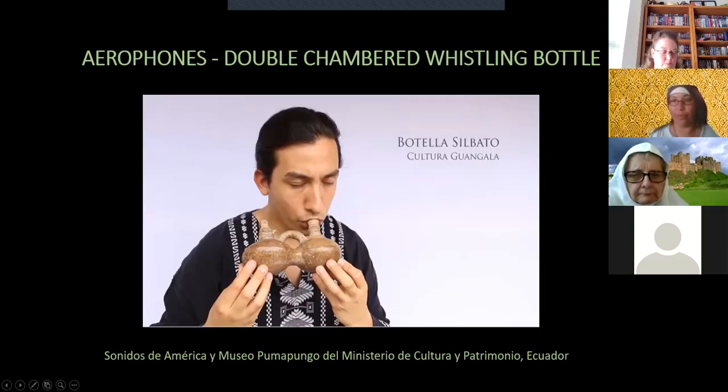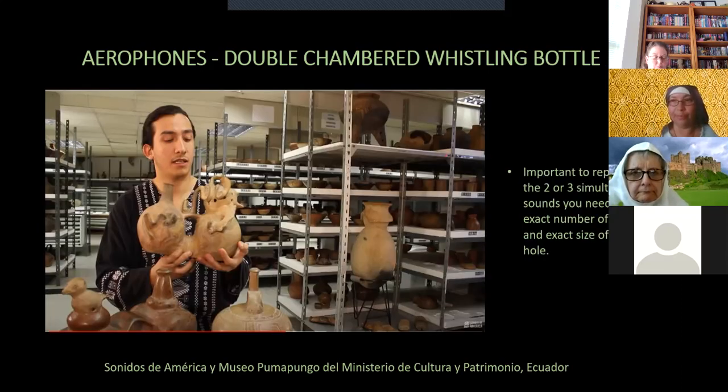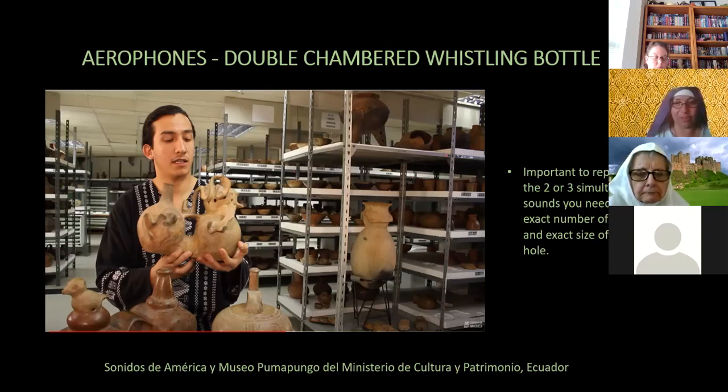More double chamber whistles. Again, differences. That one was pretty big, this one is smaller. Since their main purpose was to reproduce the instruments, he was saying that it's important that you have exactly the same number of holes and the same length between the spaces so that you can reproduce the sound exactly. Because if you change either the length of the hole or the distance between the holes, the sound changes.